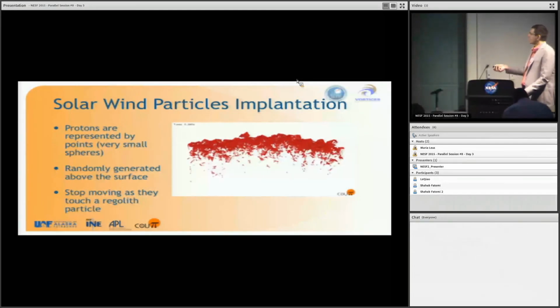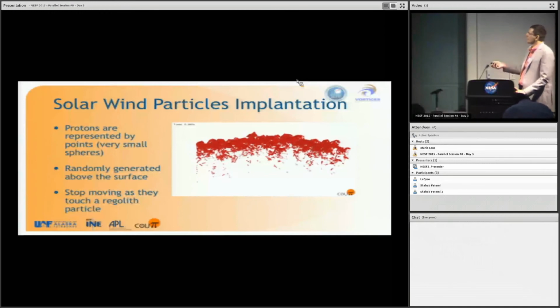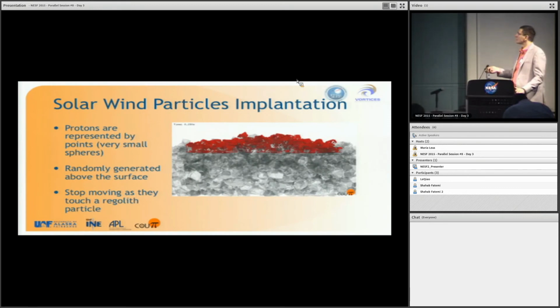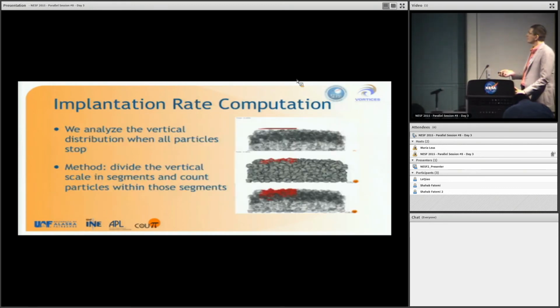You can see they can go pretty deep. They stop moving at the moment when they touch a grain. So at this moment they stopped here. Again, they are generated over about half of the whole particle bed, so that when we change the incidence angle, the particles don't miss.